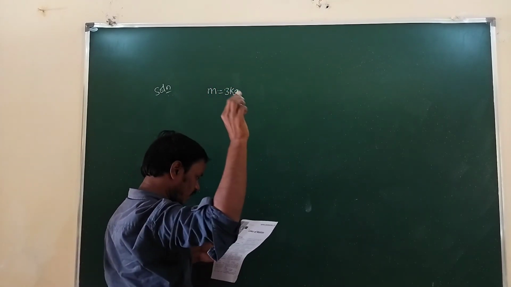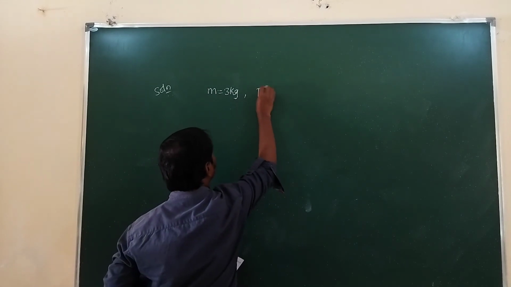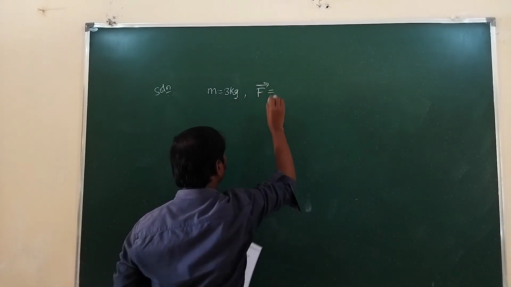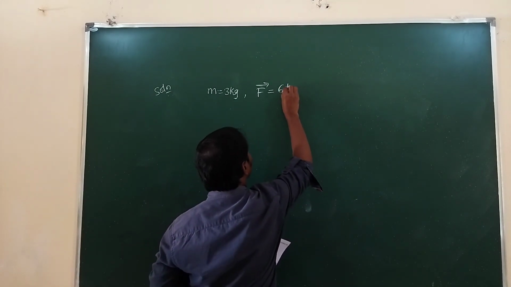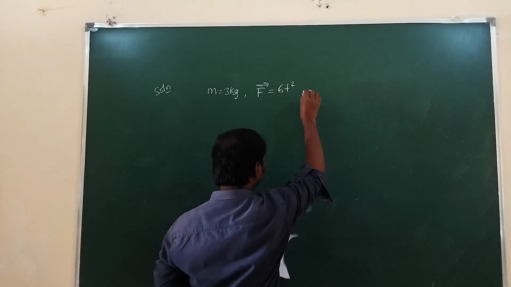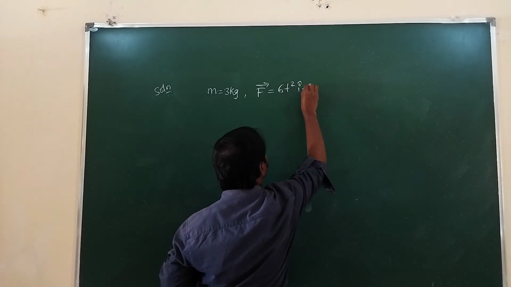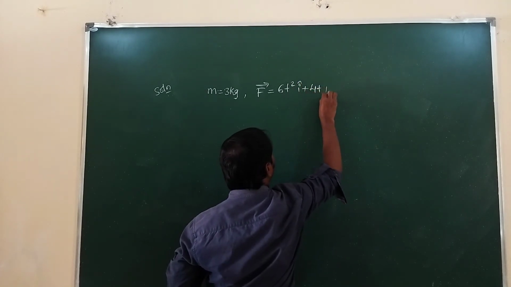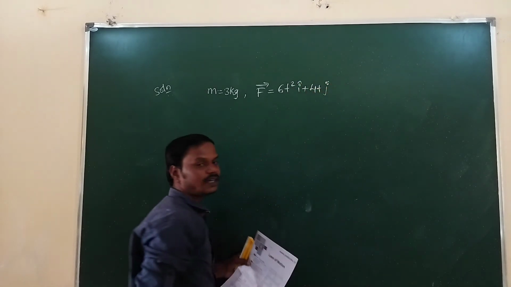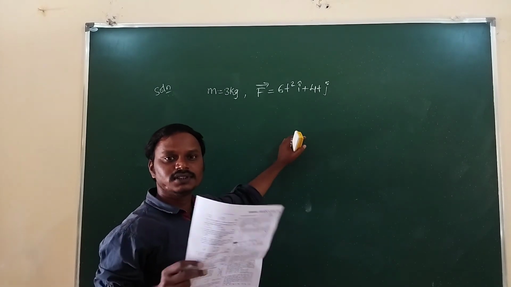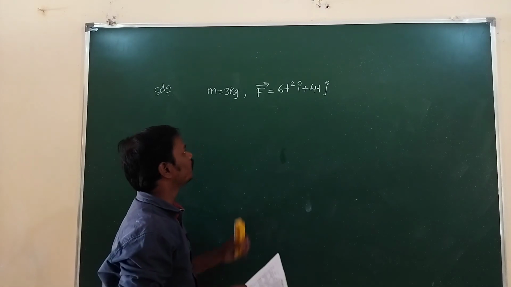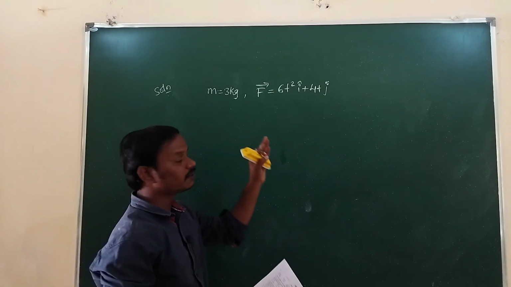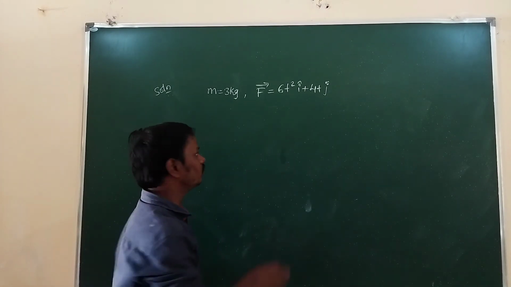3 kg, and the force given is vector F equal to 6t square I cap plus 4t j cap. Here we have to find the velocity of the object at time t equal to 3 seconds in vector form. So first, we have to find the acceleration.